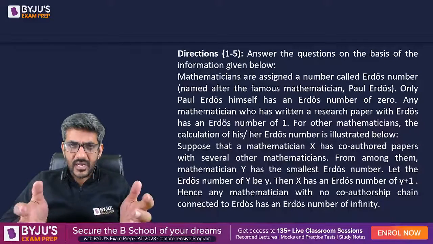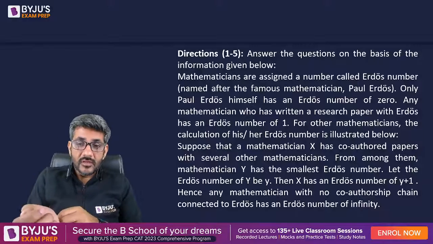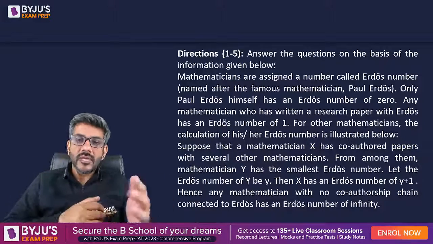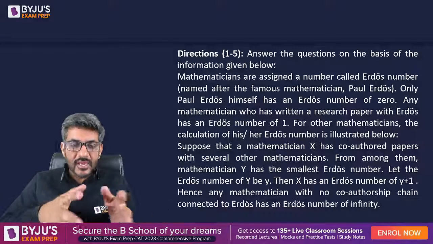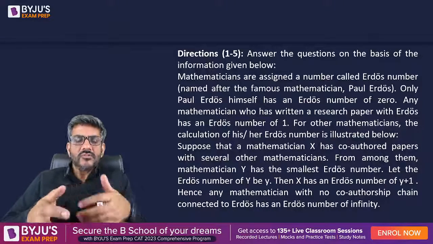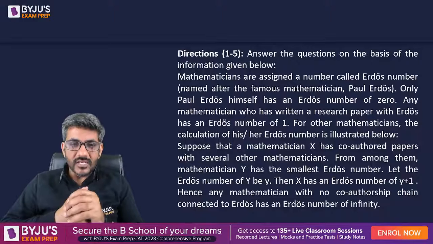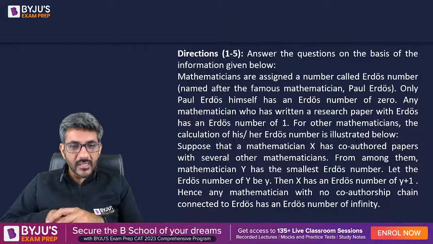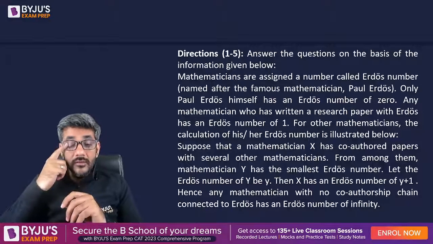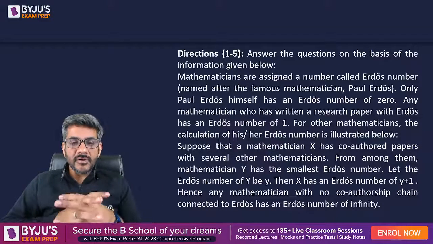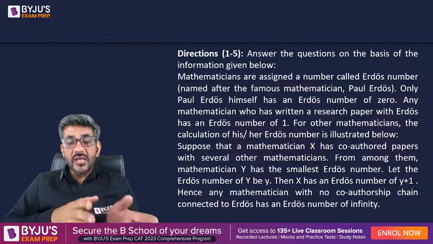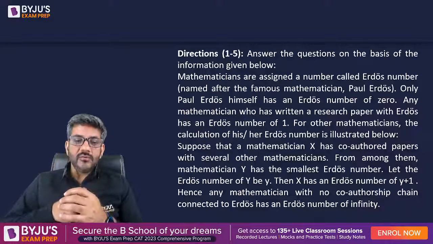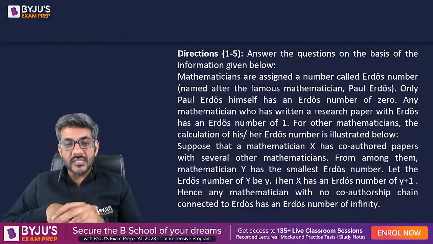So, it looks like, from this statement, that a person who is as close to Paul Erdos, his number would also be as close to Paul Erdos. So he has an Erdos number of 0 because, of course, he is the closest to himself. Any mathematician who has written a research paper with him has an Erdos number of 1. So if there is anyone who has written a paper with Paul Erdos himself, will have an Erdos number of 1. For other mathematicians, the calculation of the Erdos number is illustrated below.